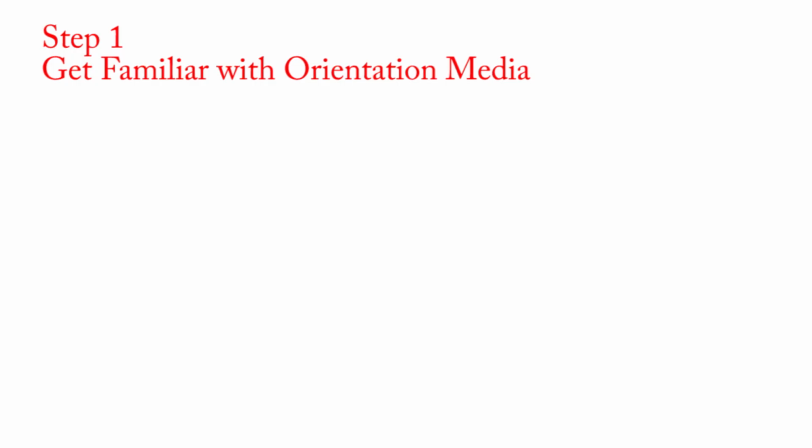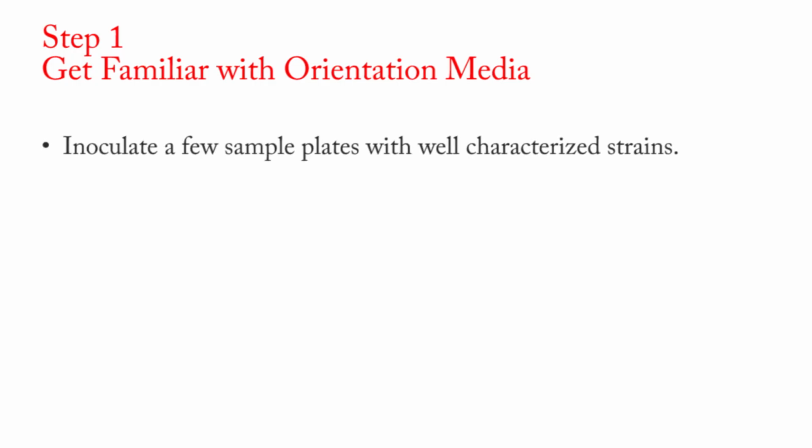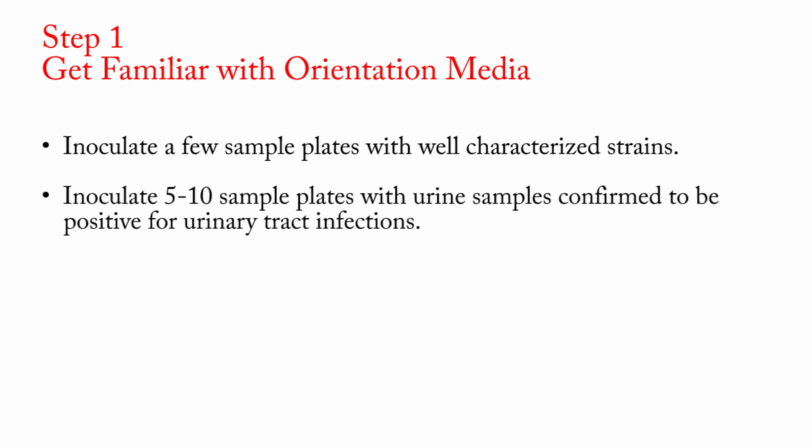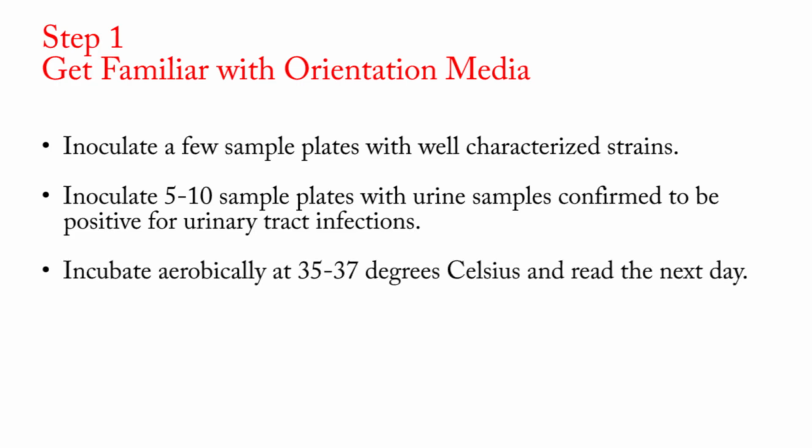Step 1. Get familiar with orientation media. Inoculate a few sample plates with well-characterized strains. Suggested species to inoculate are as follows: E. coli, Klebsiella, Enterococcus, Group B Streptococcus, and Staph saprophyticus. Then inoculate 5 to 10 sample plates with urine samples confirmed to be positive for urinary tract infections. Finally, incubate aerobically at 35 to 37 degrees Celsius and read the next day.